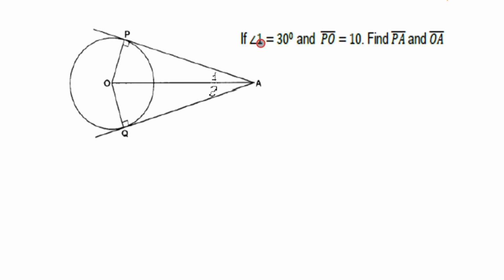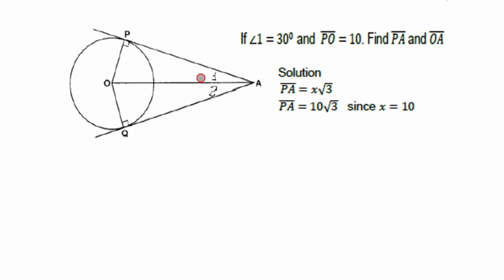It says here, if angle 1 is 30 degrees, this is 30 degrees, and PO is 10. Then we will find PA and OA. So, we use the idea of 30, 60, 90 because we have a given 30 degrees here. And PO is 10. So, this is 30, this will be 60, and this is 90.